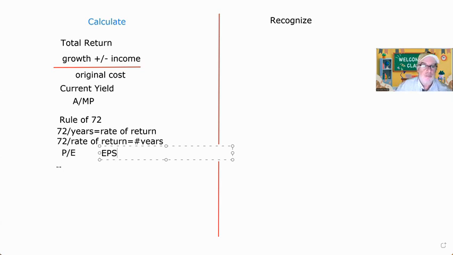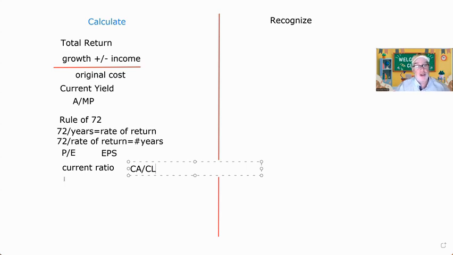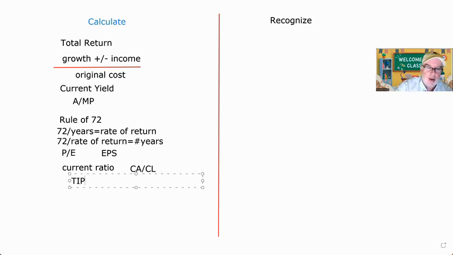Okay. Current ratio. I'll put it to the side so I have room. Current ratio is current assets divided by current liabilities. If you want working capital, it's current assets minus current liabilities. TIPS. I have videos on that. I'm not going to do the whole thing, but why not?